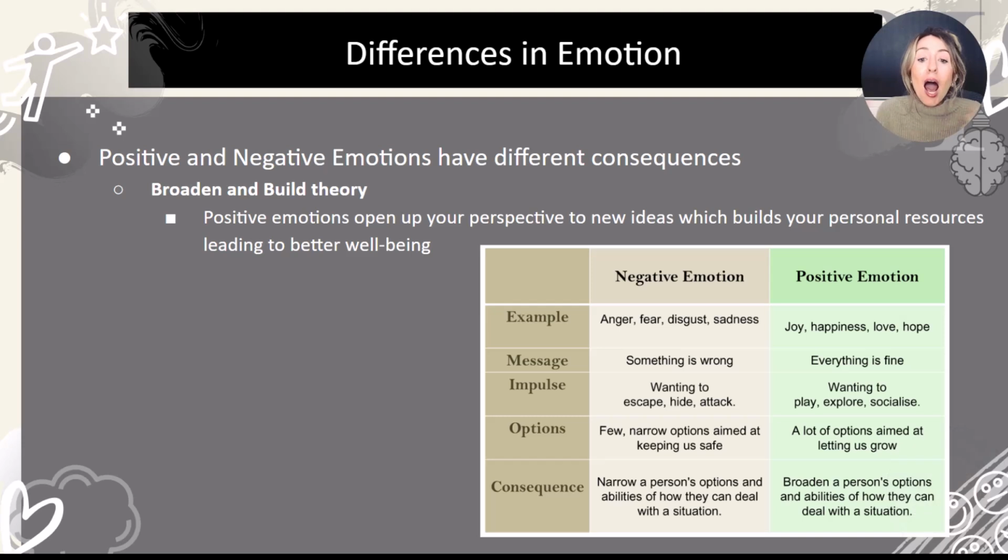And this is kind of the opposite of what can happen with negative emotions. Negative emotions make you feel like something's wrong. You try to internalize, hide or escape, and then you have narrow options because you're trying to stay safe, and this then leads to more negative experiences because you have more narrow emotions, right?